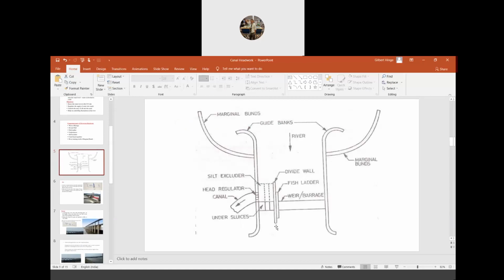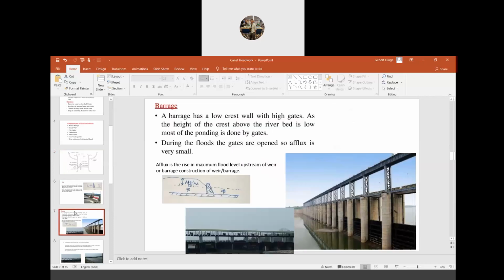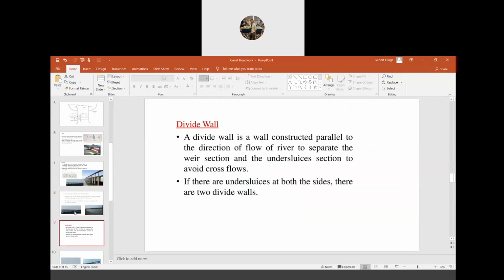So this divide wall, actually, when we construct the weir and barrages, we do not construct it for the entire stretch till it reaches this diversion part. So we provide a wall called the divide wall which separates the undersluice gate and the weir and barrage. So what is the role of this divide wall? Let us see here. A divide wall is constructed parallel to the direction of flow of water in order to separate the weir or the barrage from the undersluice section.